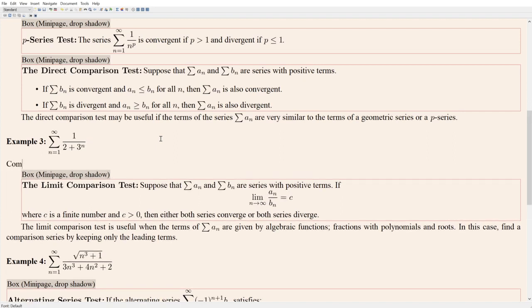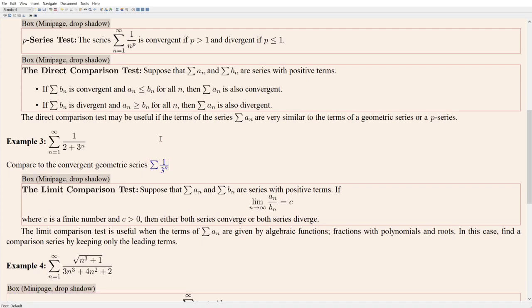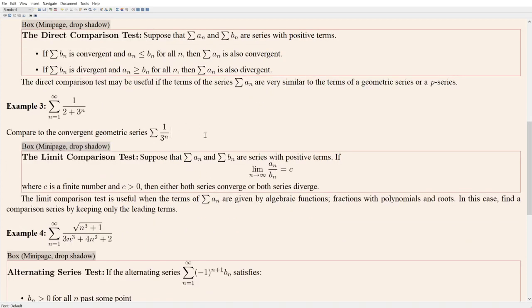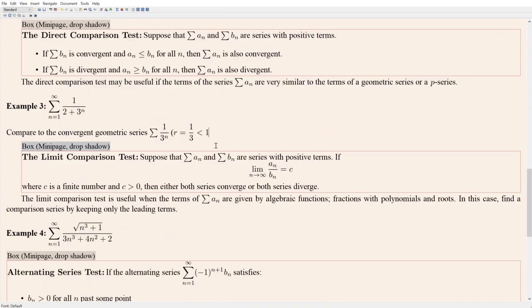So let's compare to the convergent geometric series 1 over 3 to the n. Why is this convergent? Well, because r is equal to 1/3, and the absolute value of 1/3 is smaller than 1, right? If you have a geometric series where the r is smaller than 1 in absolute value, that guy's going to converge.